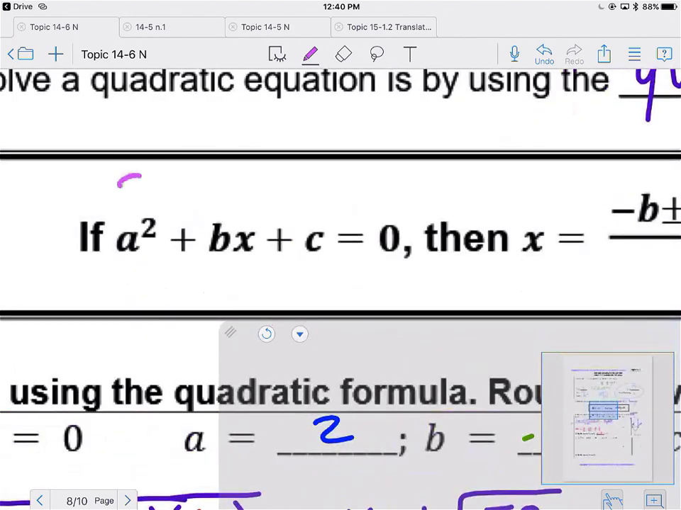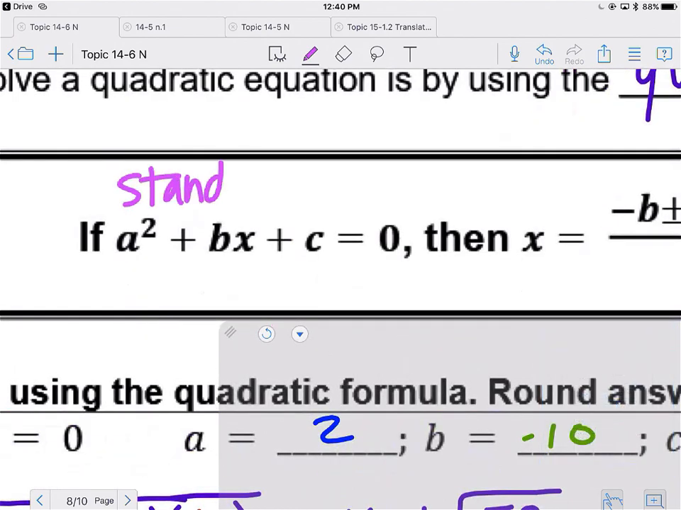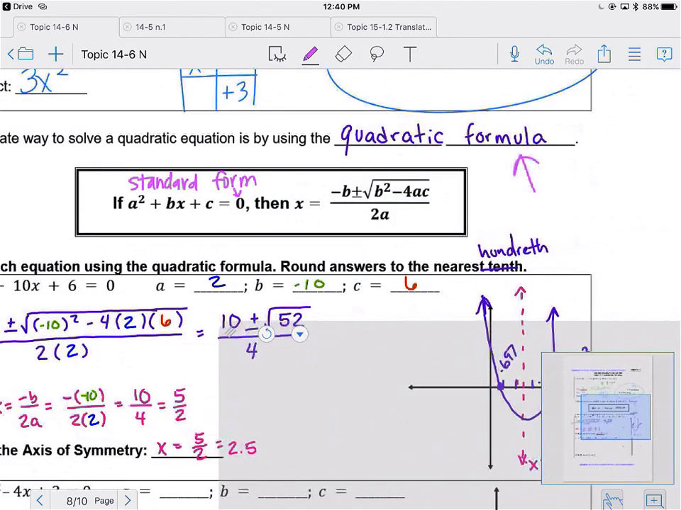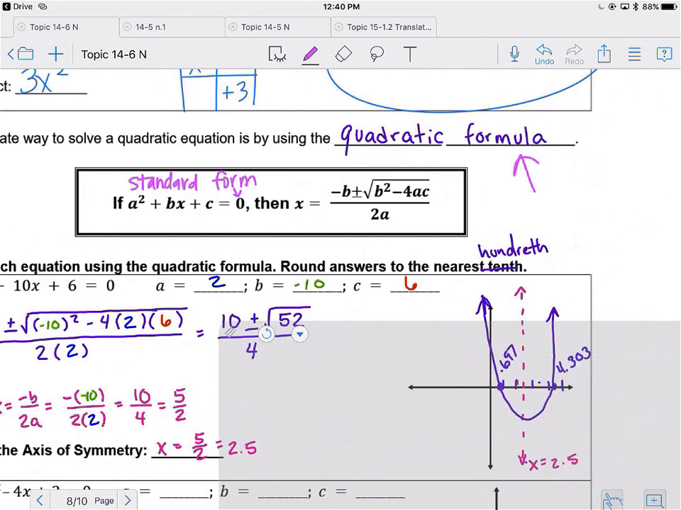So if we have standard form, which means we have ax squared, bx, and c, equal to 0 on the other side, then we can use this quadratic formula. Now, it looks really ugly and scary. The good news is all you have to do is be able to plug in because this is given to you on your formula card.